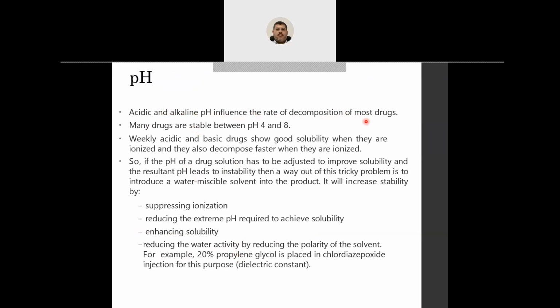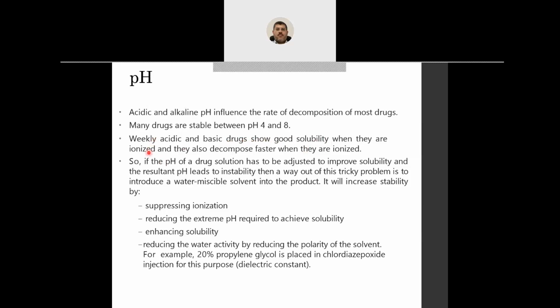Acidic and alkaline pH influence the rate of decomposition of most drugs, as we mentioned. Many drugs are stable at a pH of 4 to 8. Sometimes we change the pH to increase the solubility, by changing the ionization of the drug. For example, a weakly acidic drug, if it is not water soluble and we want to increase water solubility, we want to make it ionized. We put it in basic medium. A basic drug, we put it in acidic pH. Then it will be more ionized, so we improve the solubility when they are ionized.